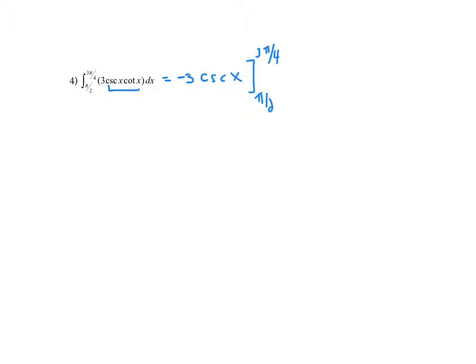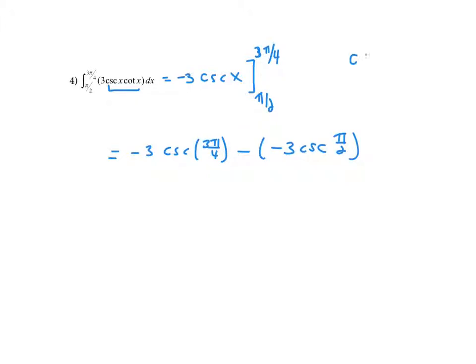Okay, as usual, just pay attention to your notation here. So relatively simple. We want to take negative 3 times the cosecant of 3 pi over 4. And then we're going to subtract negative 3 cosecant of pi over 2.